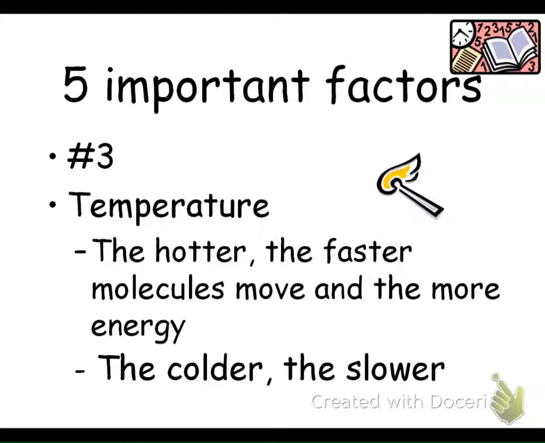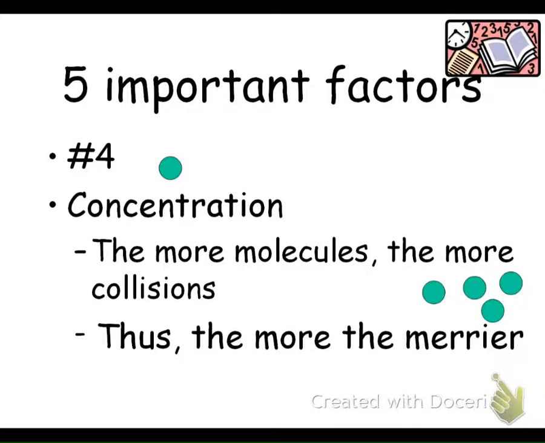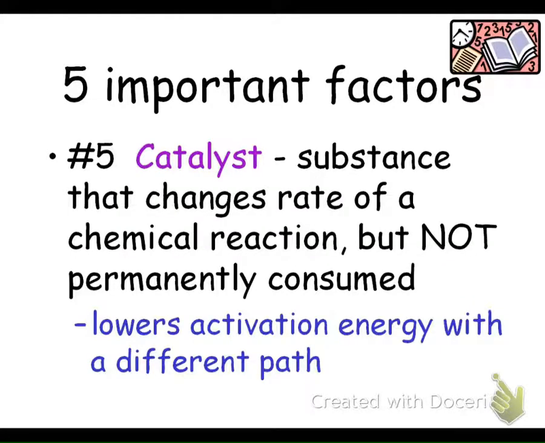Third, temperature. The hotter it is, the faster the molecules move, and the faster the molecules move, the more kinetic energy they're going to have, which helps with one of the factors for the collision theory. If the molecules are moving slower, they're probably not going to have enough kinetic energy for a reaction to happen. Fourth, the concentration. The more molecules, the more collisions, and thus the more the merrier. With more molecules, they're also more likely to have the correct orientation, as well as the correct energy. And fifth, a catalyst.